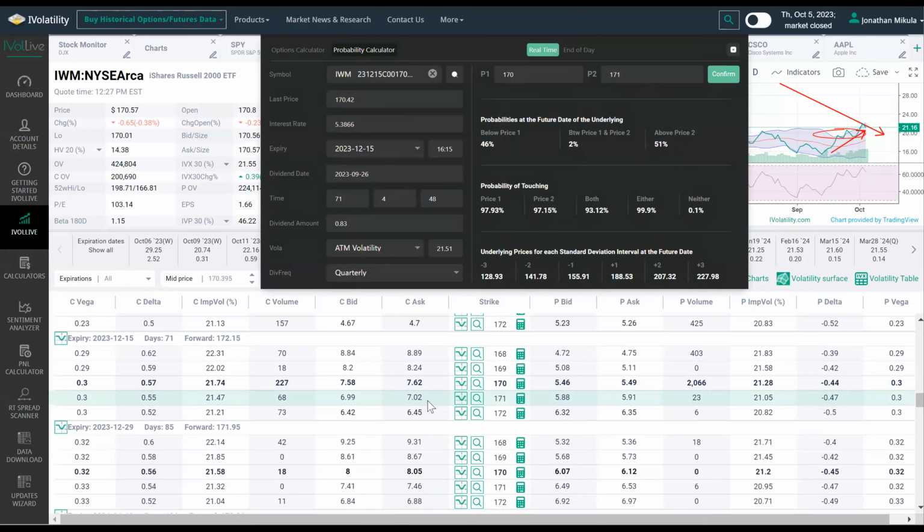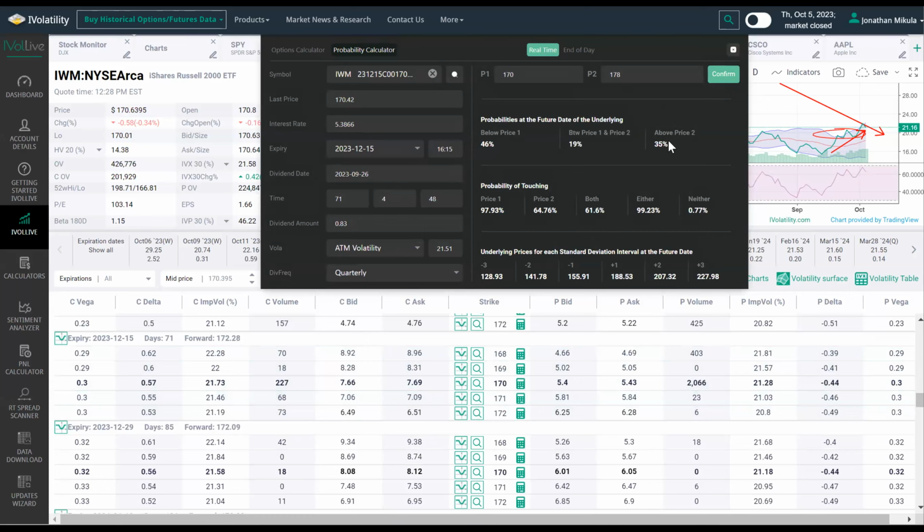It would cost me $7, but there's a 51% chance we'll be above 171. What's neat about this, you can get a lot more granular on the P&L, but even with the probability calculator, you could say, well, there's a 51% chance we'll be above 171, but it's going to cost me $7 to get in that trade. So really what I need to know is what's the chance we'll be above 178, if I wanted to exercise that, because that's what it's going to cost us plus the strike price. And you can see there's only a 35% chance that IWM will expire above 178 on December 15th.